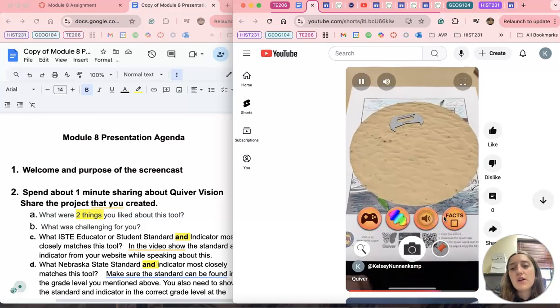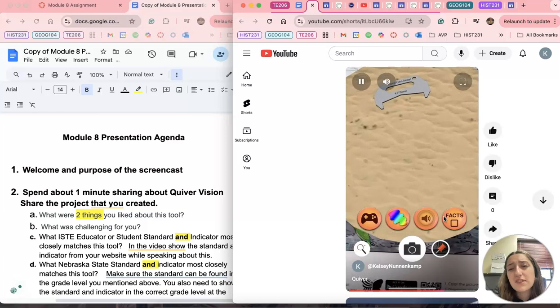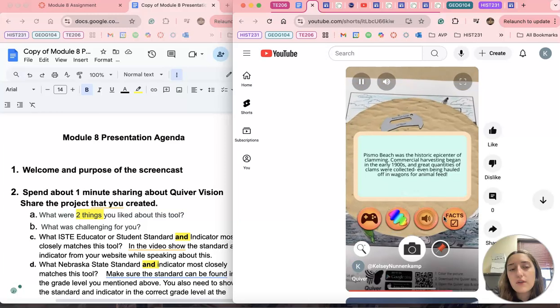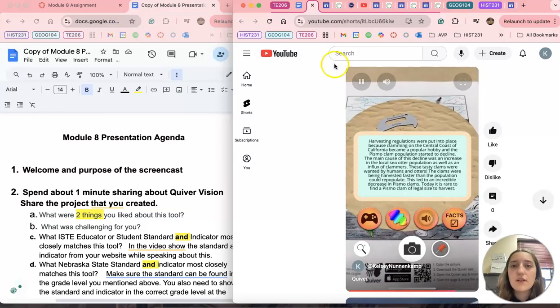For me, what was challenging, I thought this was honestly the easiest one. I really liked this one, but learning where all to click was probably the challenging part, but other than that, it was pretty easy.